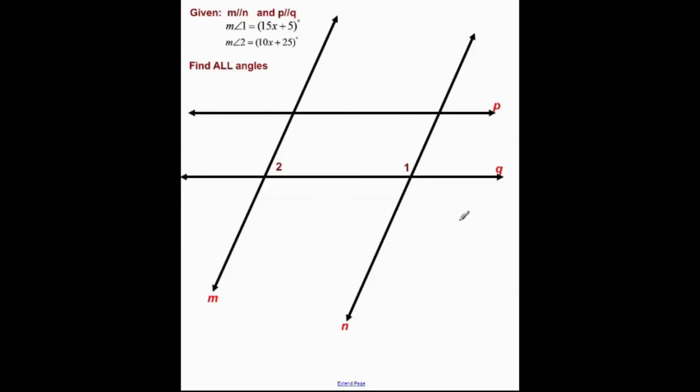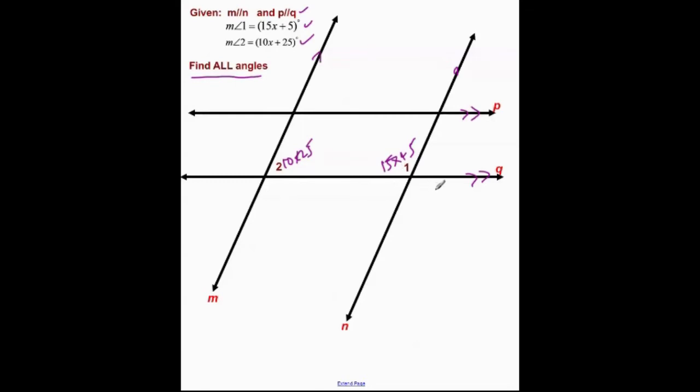Given M is parallel to N and P is parallel to Q right there, given this angle 1 measure is 15x plus 5 and this angle 2 measure is 10x plus 25, find all angles. We got a bunch of angles. We have these 4 over here, these 4 over here, these 4, and these 4. First thing I want you to do when you're given something like this is go ahead and draw your arrows. These are parallel and these are parallel. Draw those arrows. Then write down what angle 1 is, 15x plus 5. I'm not going to use the parentheses. And I'm going to put 10x plus 25 right over here.